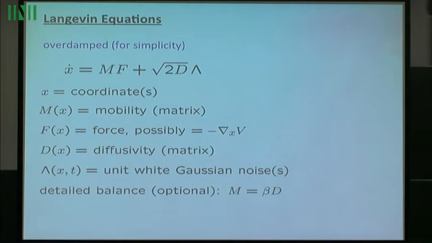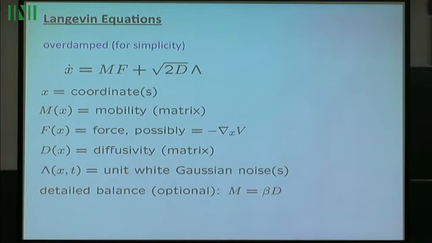Lambda here is some kind of unit white Gaussian noise, the usual thing. D is a diffusivity matrix, which tells me how the noise stacks up against these coordinates here. And in systems with equilibrium, with detailed balance, the mobility and the diffusivity matrix are related by a factor of beta, 1 over kT. But this is optional. In particular, it won't apply in the active Brownian system that I'll talk about later. And the forces also are only optionally derived from a potential. That also won't apply.